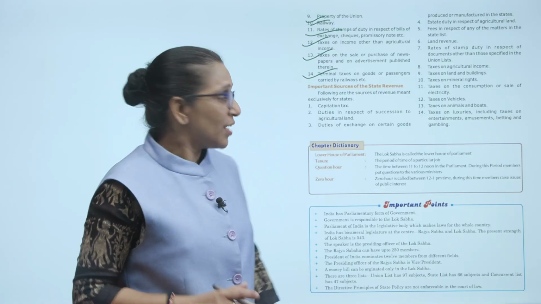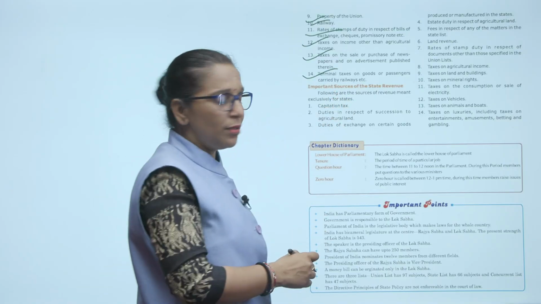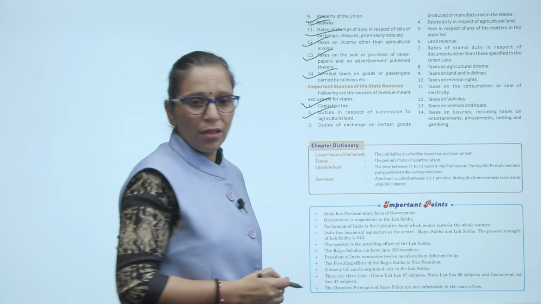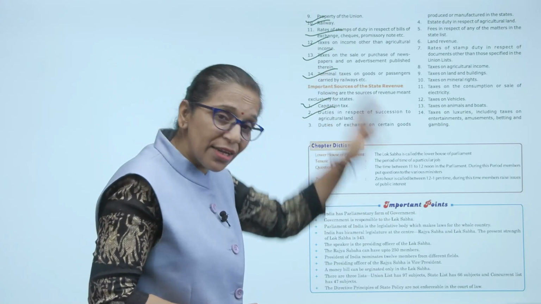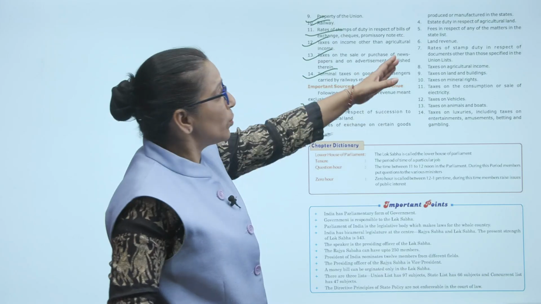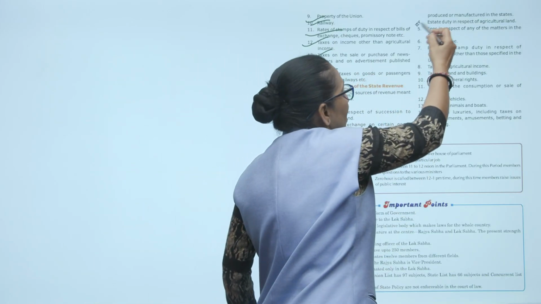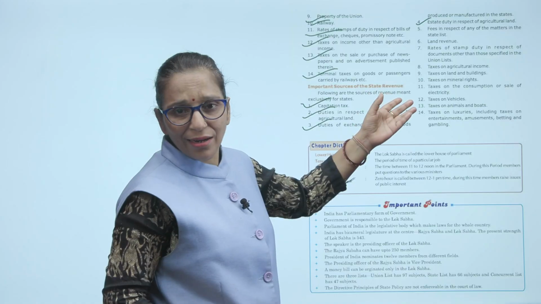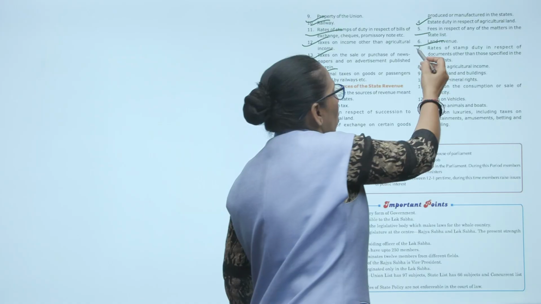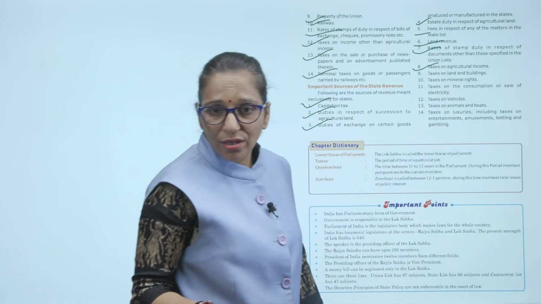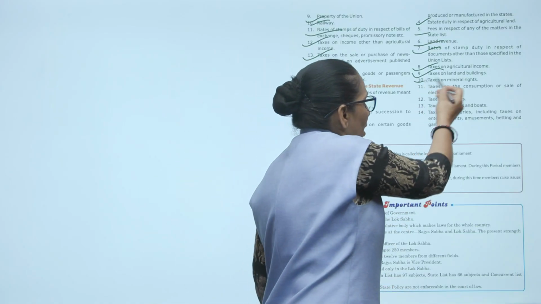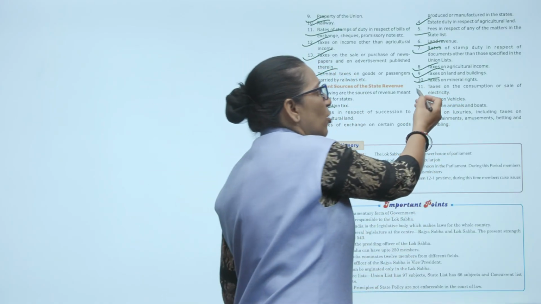Now important sources of the state revenue. How is the state going to collect the fund or revenue? Capitation tax, duties in respect of succession to agricultural land, or duty of excise on certain goods produced in that particular state. Then state duty in respect of agricultural land, fees the state can collect in respect of any state list, then land revenue, stamp duty on any documents, then taxes on agricultural income. After that, taxes on land and building, taxes on mineral rights, then taxes on the consumption or sale of electricity.